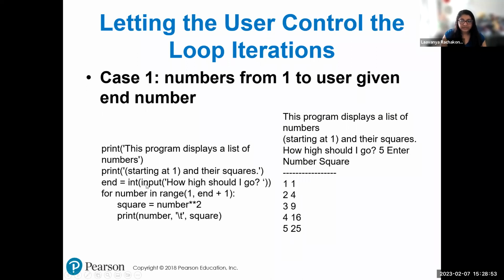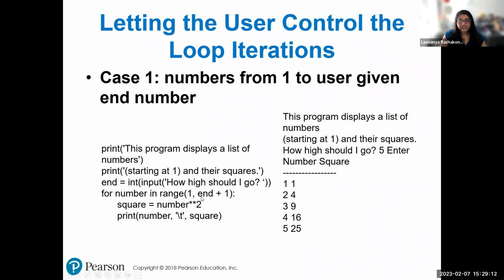So int end is equal to int input, how high should I go? Let's say the user has entered 5. As we don't know the exact number the user will be entering, you are just going to take this variable and add 1 as your ending limit inside your range function.